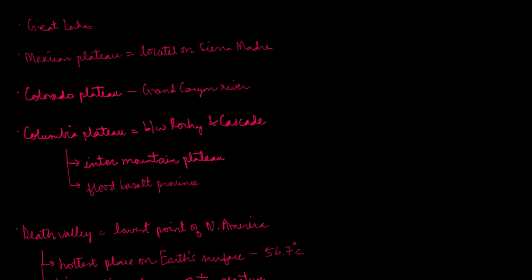So the Columbian Plateau is an inter-mountain plateau. It is between two mountain ranges, which are the Rocky and Cascade ranges. It is a flat basalt province.